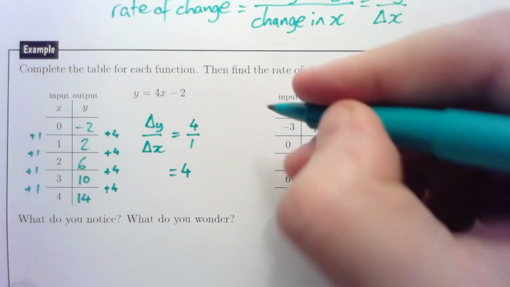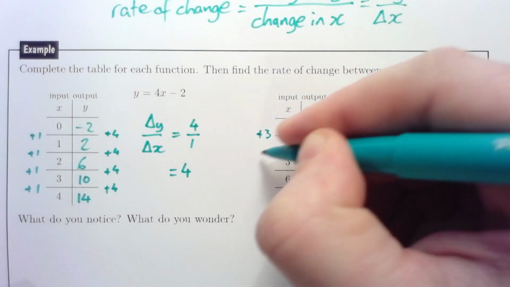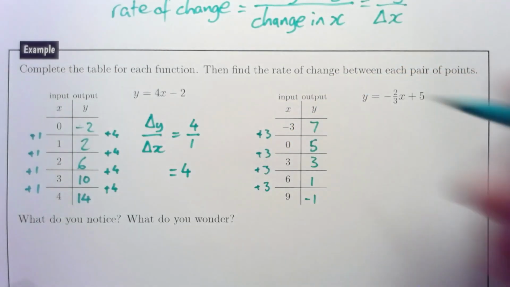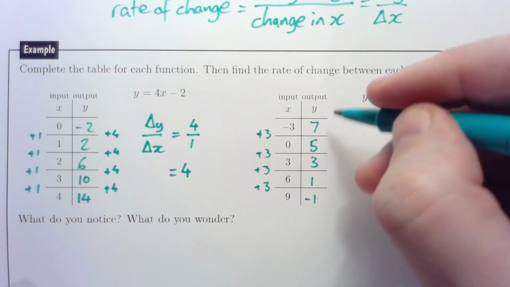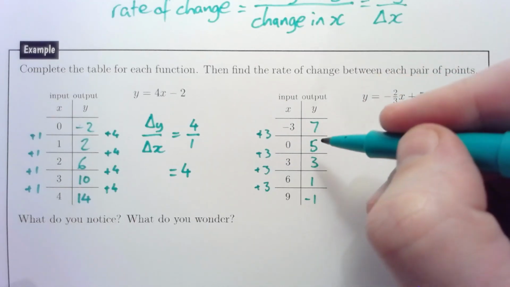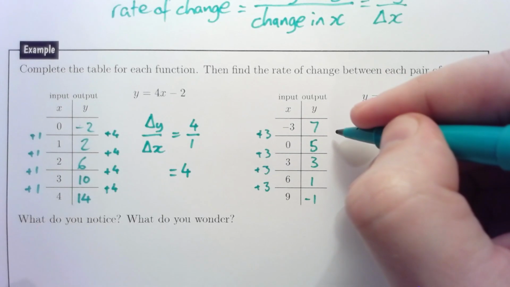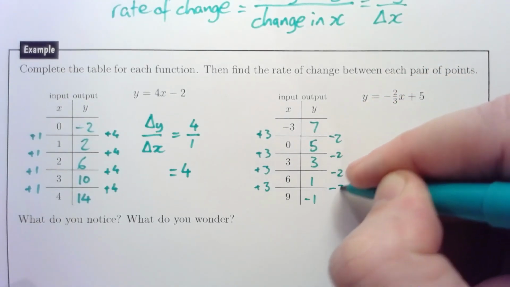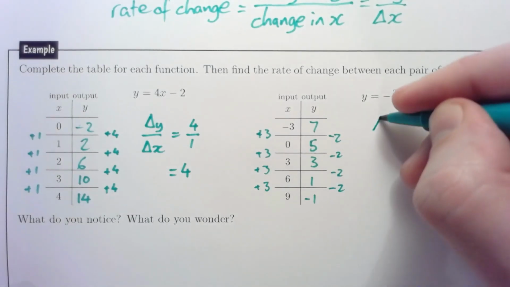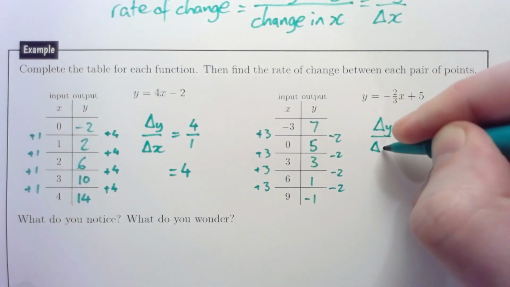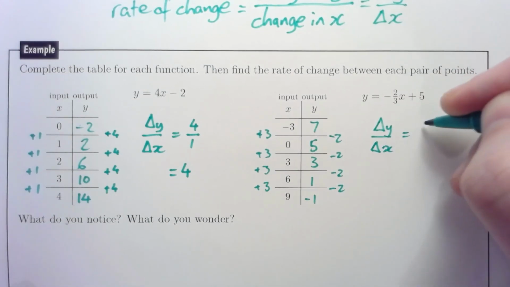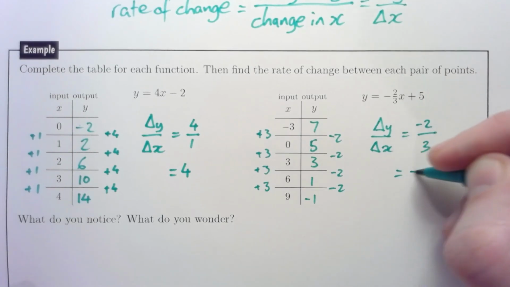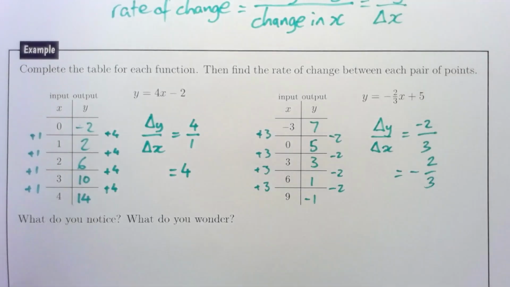Going from negative 3 to 0, we are adding 3, and then we're adding 3, and adding 3, and adding 3. To go from 7 to 5, now we always work down the table when we're doing this process, we're actually subtracting 2. So take 2, take 2. Our change is negative 2. Our rate of change, which is delta y divided by delta x, is negative 2 divided by 3, which we can't simplify, so it's negative 2/3.